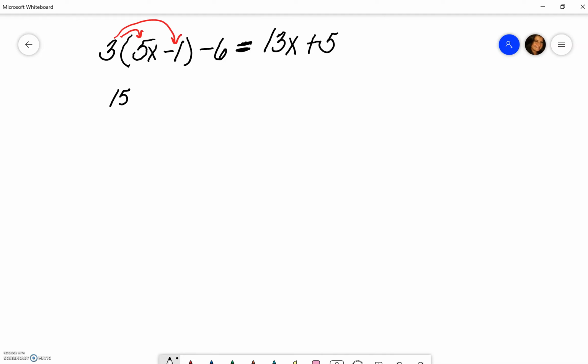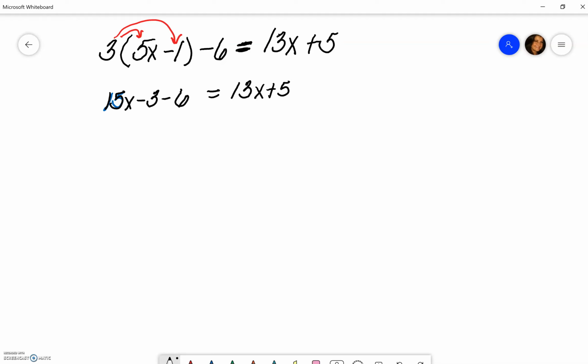So I'll do that first. So I have 15x and then minus 3, because 3 times negative 1 would give us minus 3. And then I'm just going to write the minus 6 because I didn't do anything with that yet. And everything on the opposite side, I'm just writing it out. All right, so looking on the left side, I can see I can go ahead and combine this. So let me rewrite this because I don't want to make that confused. I'm going to do 15x minus 3 minus 6.